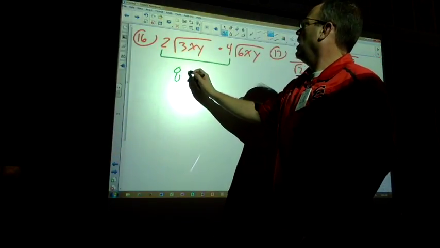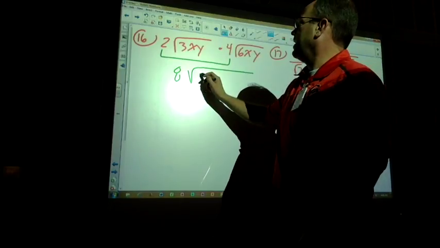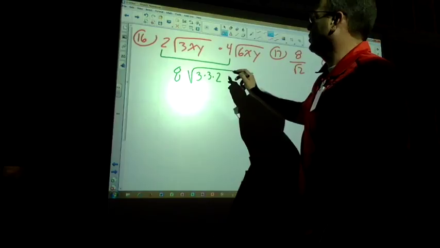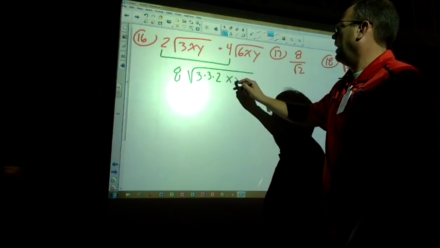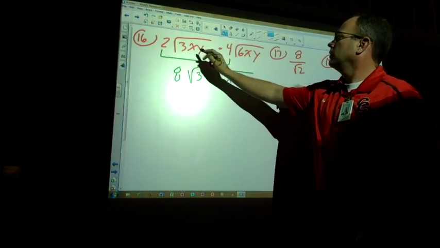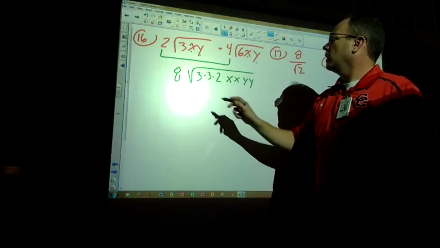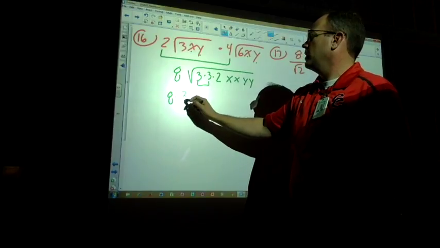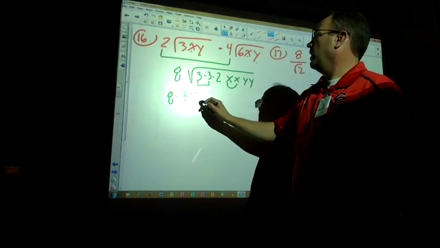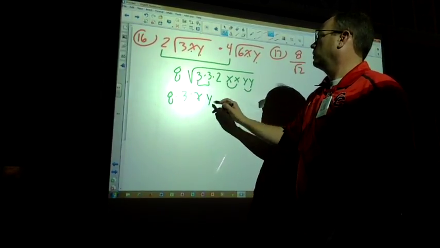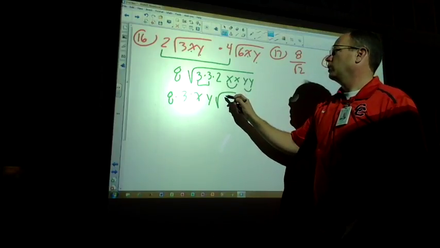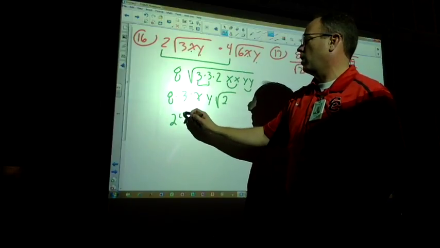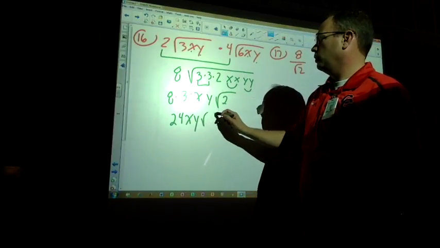All right, now let's do this. 3 is not going to break down, but 6 breaks down to 3 times 2. Do you agree? And then I have X squared and Y squared. Correct? Yes. All right, so what comes outside there? 3. So I get 8 times 3, 24. What comes out here? X. What comes out here? Y. What's left inside? 2. All right, so that's 24xy root 2.